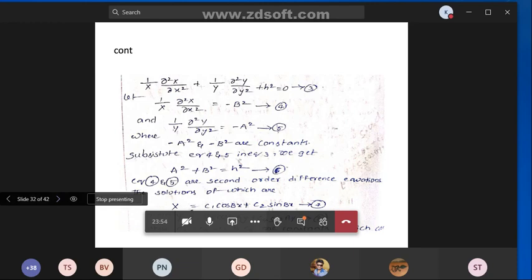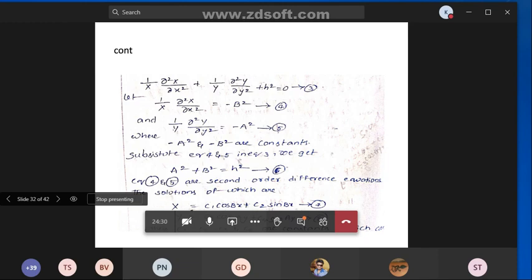So we will get this one. Here let (1/X)(∂²X/∂x²) equal to minus b². So take this total term as minus b², and this term is minus a². So (1/Y)(∂²Y/∂y²) equal to minus a².